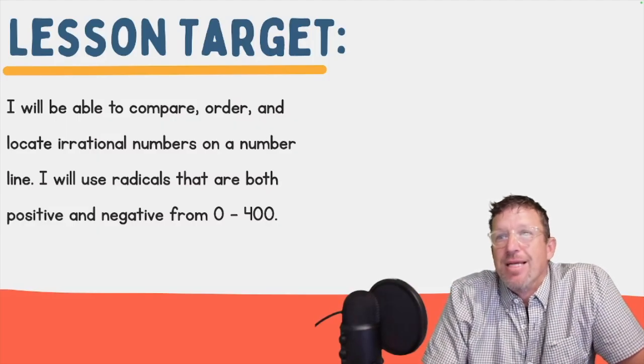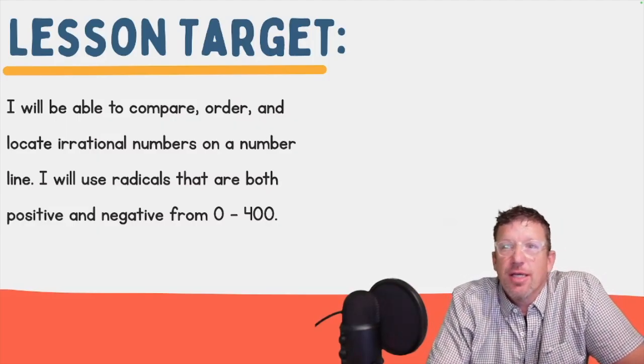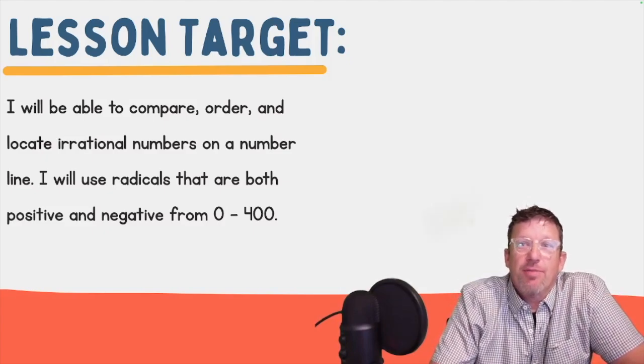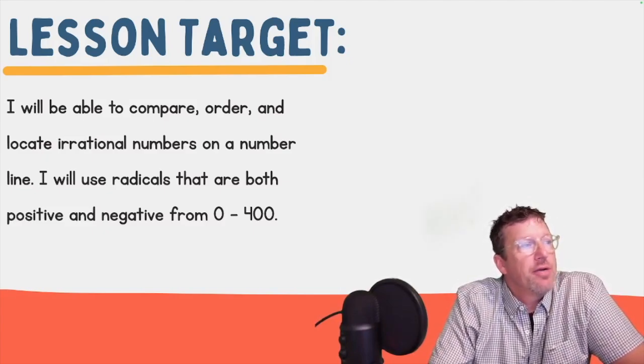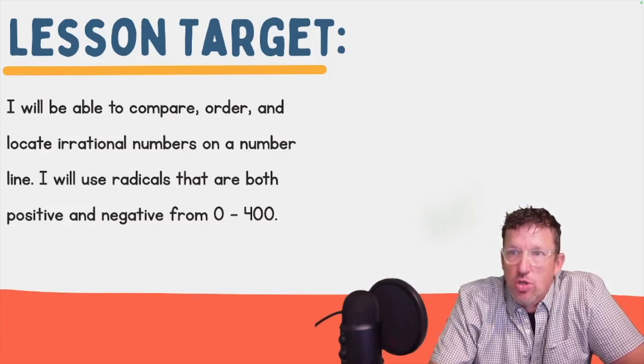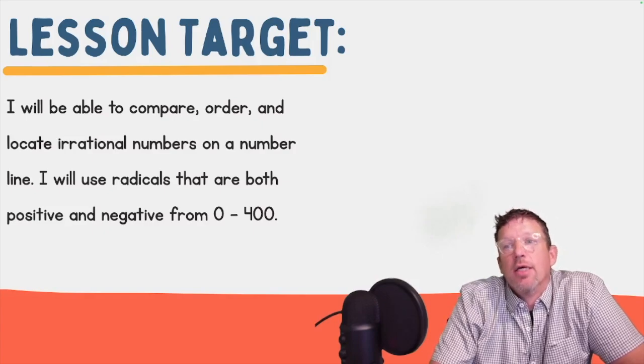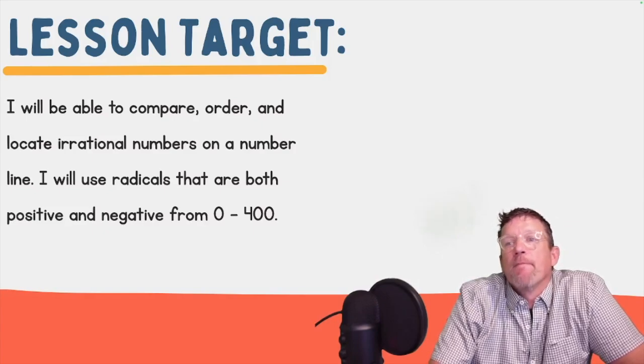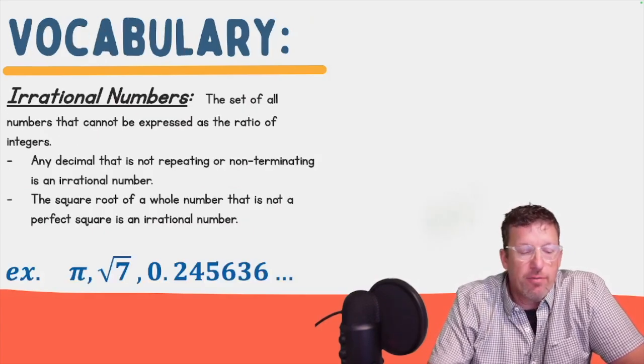Let's go. Today we're going to talk about your target, which is that you're going to be able to compare, order, and locate irrational numbers on a number line. And then you're going to be able to use radicals that are both positive and negative from 0 to 400. Let's roll. Okay, so vocabulary right off the bat.